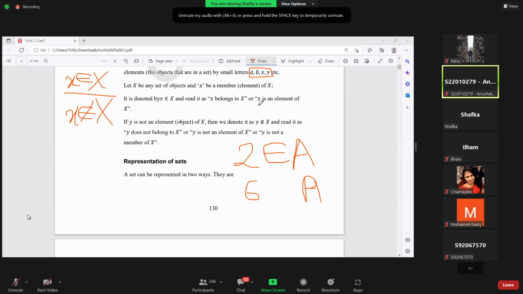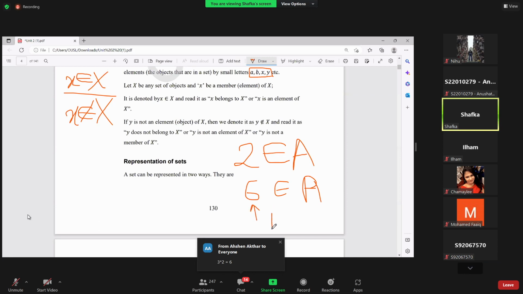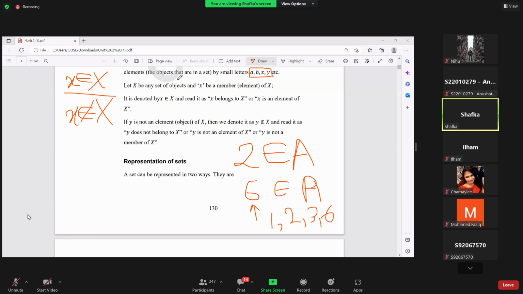Why is it not a prime number? You can divide it by another 3 or 2. Exactly, there are 4 factors for this. So this is not a prime number, and we have to represent it by writing the element symbol and cutting it off.